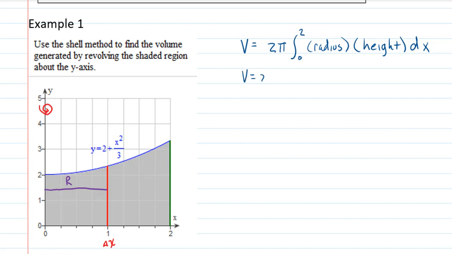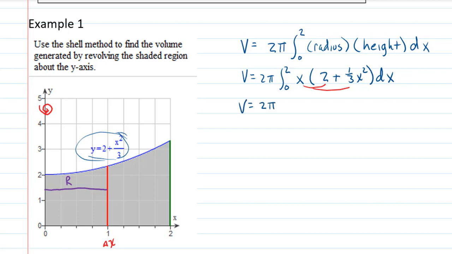So I've got the volume is going to be 2 pi times the integral from 0 to 2 of x times, and then the height of the rectangle is going to be this function right here. So as that rectangle slides along from 0 to 2, the height is going to change according to this function, 2 plus, I'm going to say 1/3 x squared dx. In order to evaluate this integral, I need to distribute this x across here, and then that's going to give me that the volume is equal to 2 pi times the integral from 0 to 2 of 2x plus 1/3 x cubed dx. And now when we integrate this, our constant stays on the outside, and when I integrate 2x, what do I get? I add 1 to the exponent and divide by the new exponent. Well, the new exponent is 2, and 2 divided by 2 is 1. So I'm just going to leave that as x squared.